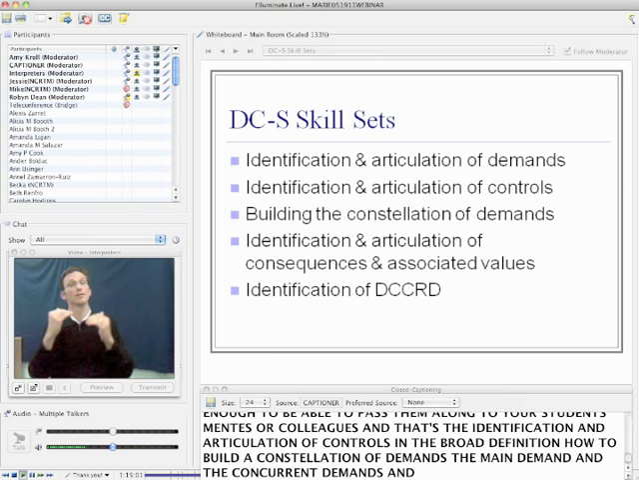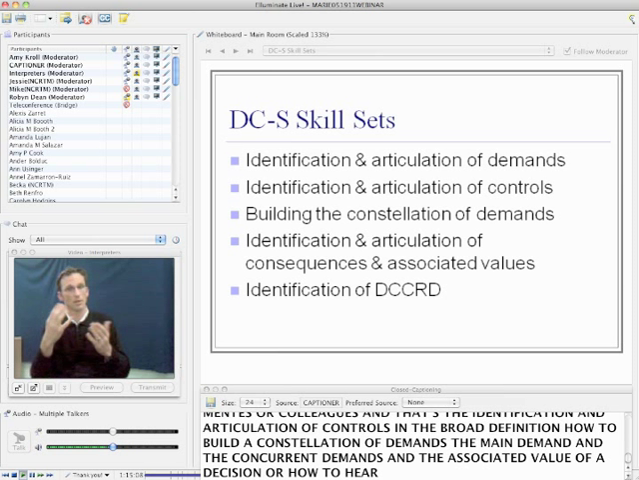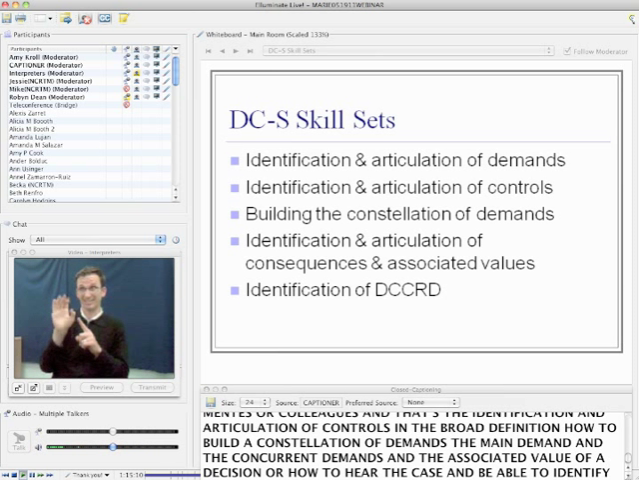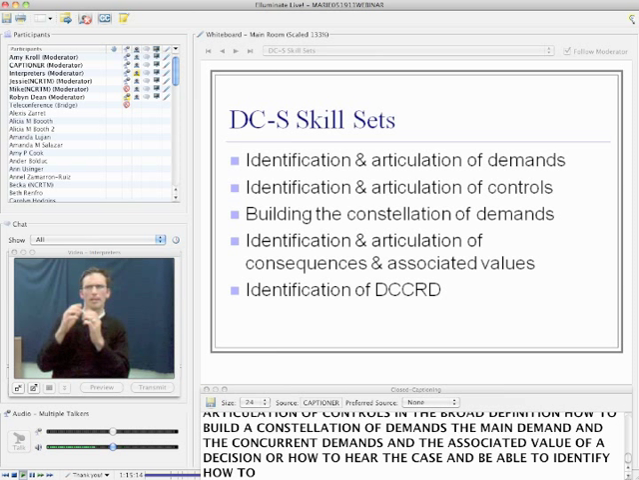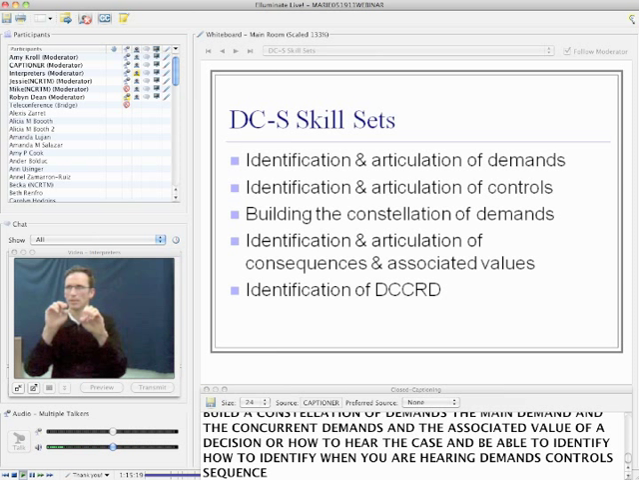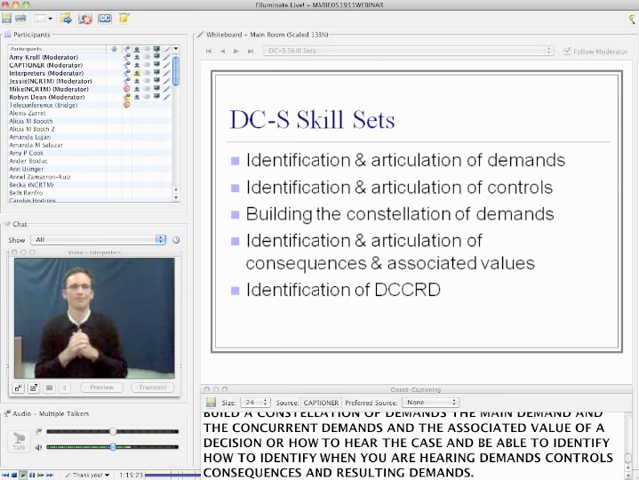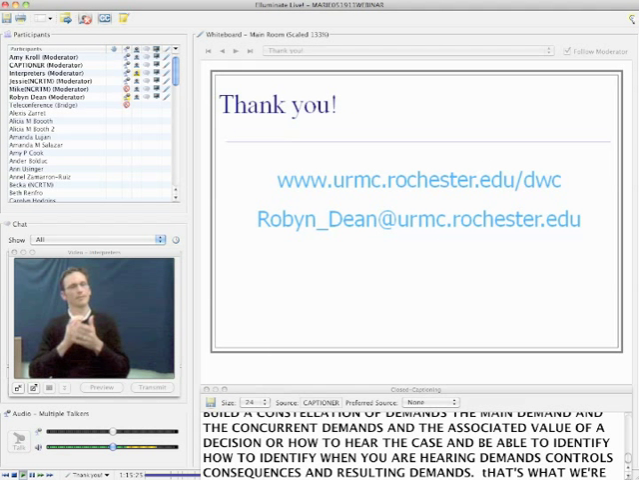values of a decision, and how to hear the case or the decision-making of an interpreter and be able to identify, because it's not likely to be presented in this way, how to identify when you are hearing demands, controls, consequences, and resulting demands. So that's what we're going to be working on over the next several sessions and online.